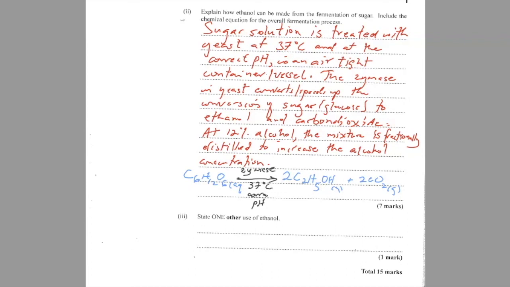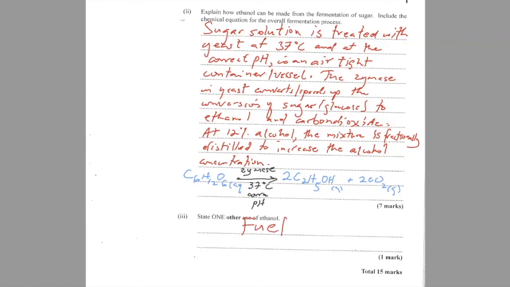All right, and now in the last part, for the last mark to give us the full 15, we need to state one other use of ethanol. We cannot state any of the uses that were already given. They stated that it's used as a solvent in the manufacturing of perfumes, so we'd have to give another use. Another use we could give is that ethanol is used as fuel.